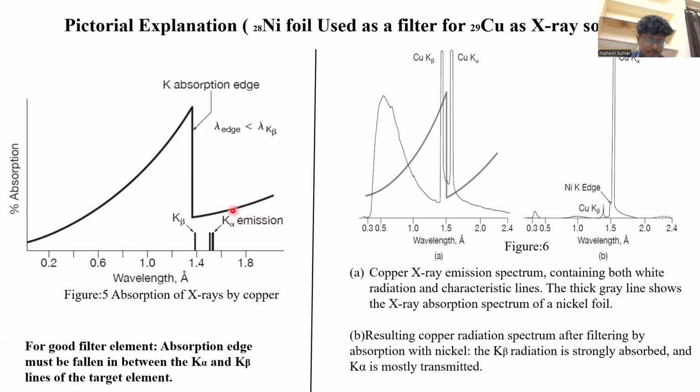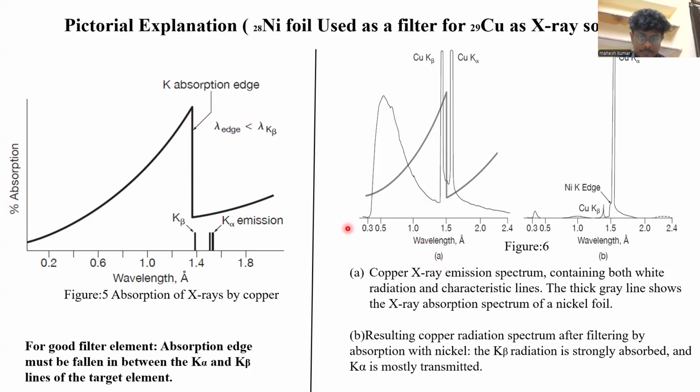But at some point, when we continuously decrease the wavelength, the X-ray gets sufficient energy to knock out the K shell electrons. In the graph we observe an abrupt change in absorption. This vertical line shows the abrupt change in absorption. This vertical line is known as the K absorption edge, and this K absorption edge is very useful to choose the filter.